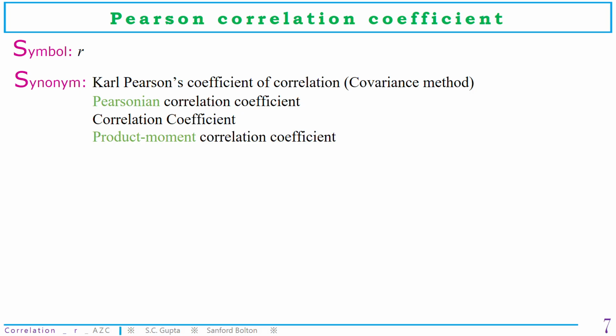Pearson correlation coefficient. Symbol is small r. This coefficient is also known as Karl Pearson's coefficient of correlation. It is the covariance method, Pearsonian correlation coefficient, or product moment correlation coefficient.